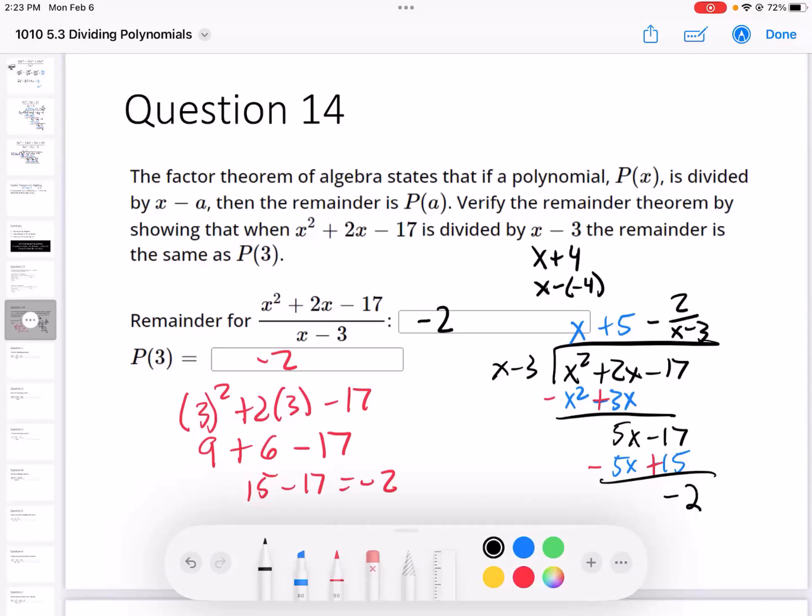And so I plugged in 3 for x. So I got 3 squared, 2 times 3, minus 17. And I was just verifying that it really does equal negative 2. So on your homework, these two answers should match each other. Technically, you don't have to do the calculations for both to get the answer right, but the whole point of this question is to show that the remainder theorem really does work.